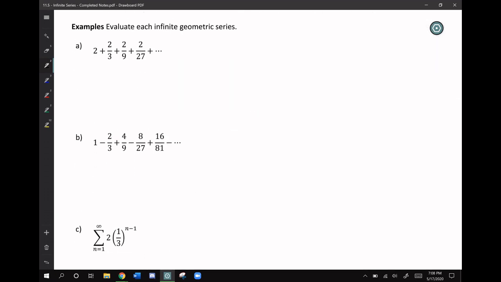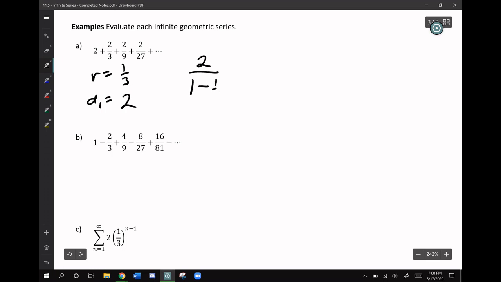All right, evaluate each infinite geometric series. Okay, first step is always to find r. This one looks real familiar. r is 1/3. The second step is to write down the first term. A sub 1 is 2. Then put it into the formula: first term divided by 1 minus r.